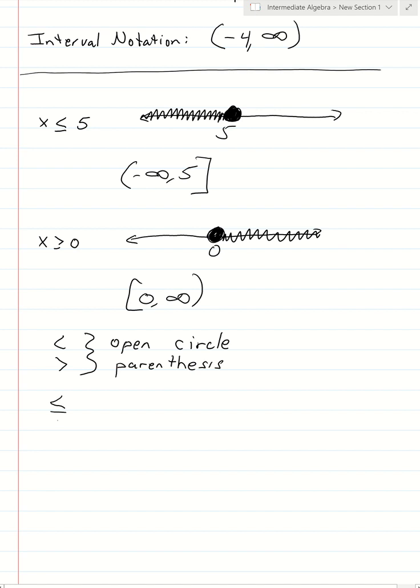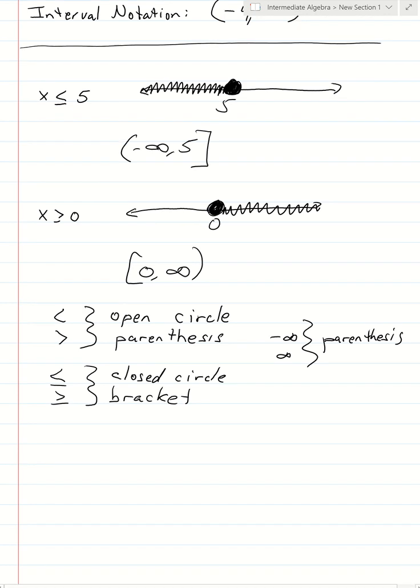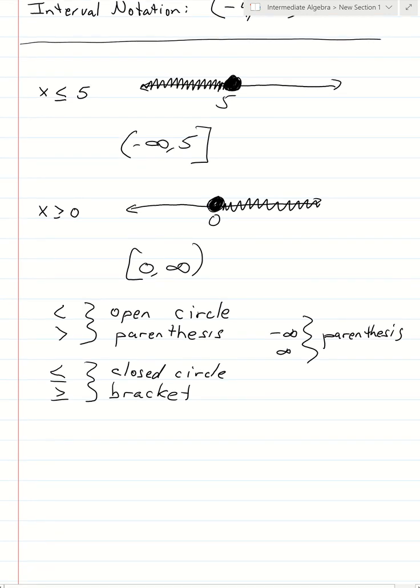If you have less than or equal to, greater than or equal to, then when it comes to the number line, you will use a closed circle. And when it comes to the interval notation, you will use a bracket. When it comes to the infinity symbols, whether it be a negative infinity or a positive infinity, it doesn't make a difference. You will always use a parenthesis when it comes to the interval notation. Okay? So that's just a little summary of the different symbols and how we use them in terms of the number line and the interval notation.